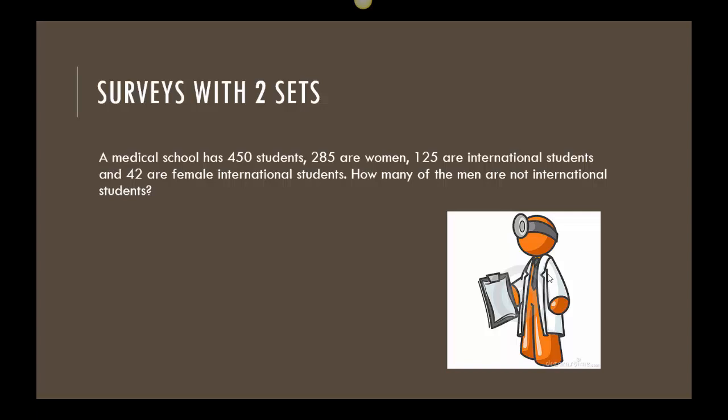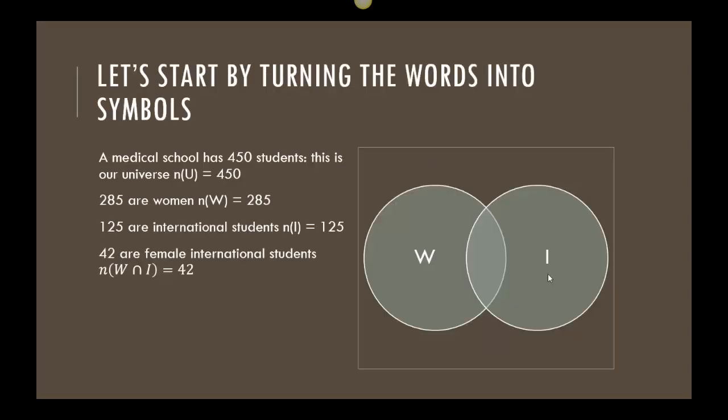Okay. Really, it will probably help us out if we do draw a Venn diagram. So I'm letting the universe U go back to that total being surveyed, which is 450. And then I'm going to use W to represent the women. So that was 285. And then I'm going to use I to stand for international, and that's 125. Notice that I gave you, there were 42 that are female international students. That means there's an and in there. Even if I didn't write the word and, it's saying they're both, right? So both, W intersect I, is 42.